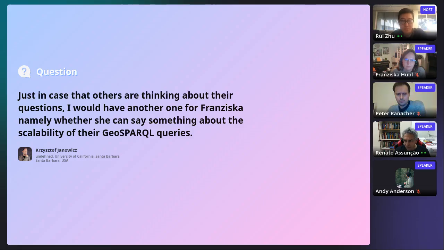The question is to Franziska. I would like to know whether you can see something about the scalability of the GeoSPARQL queries in your work. Yes, I mean, I don't understand the question maybe right, but of course I tested the GeoSPARQL queries, but I don't know what is meant by scalability here. So how large your data set is, and do you see any issues there?